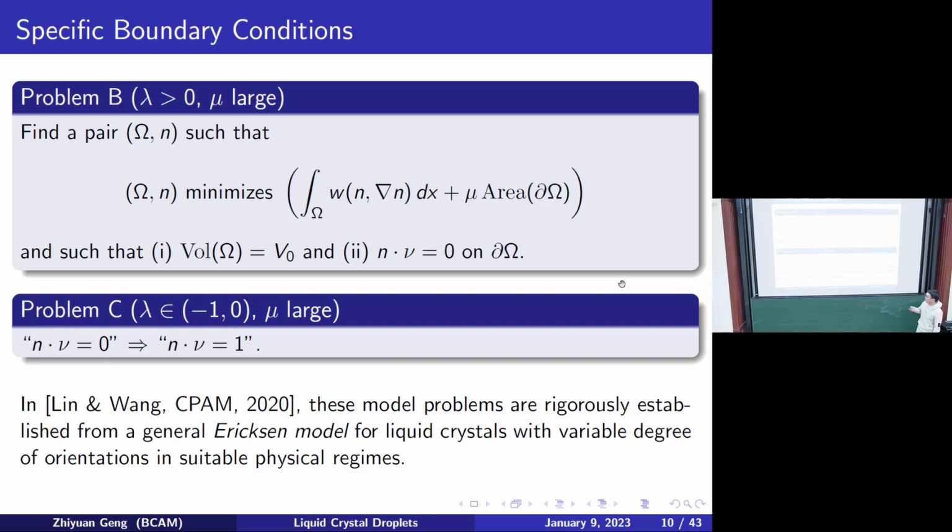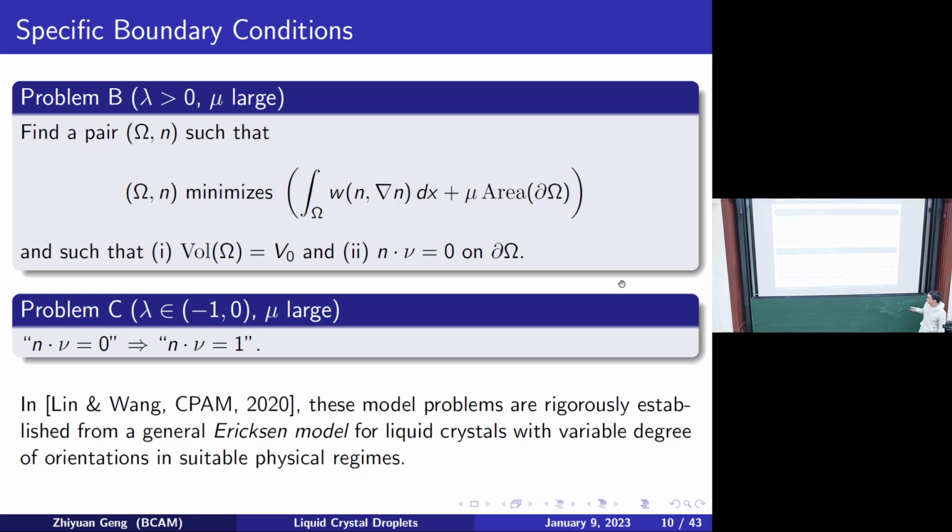So in this case, n just points to the normal direction on the boundary. So now we have this problem, the problem C here. These two problems, what I described just now, is actually a very non-rigorous way to derive these two models. But actually, these two models can be derived rigorously from the general Ericksen model.